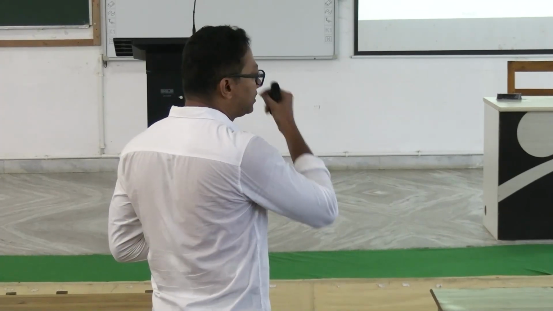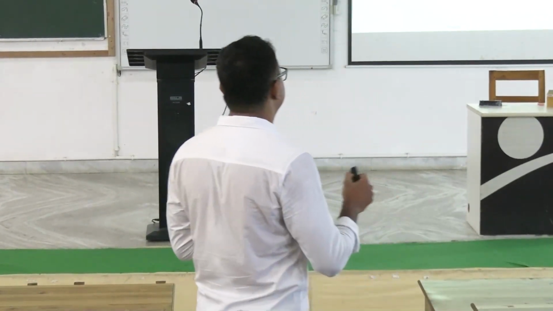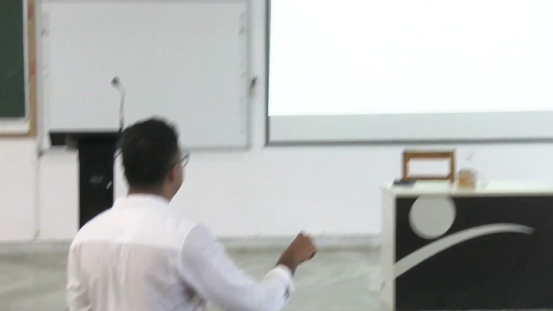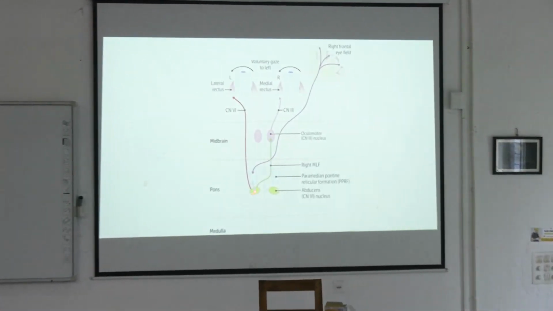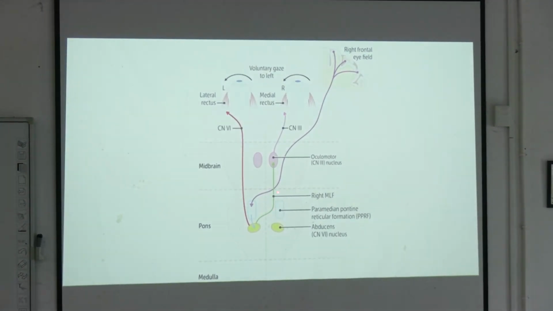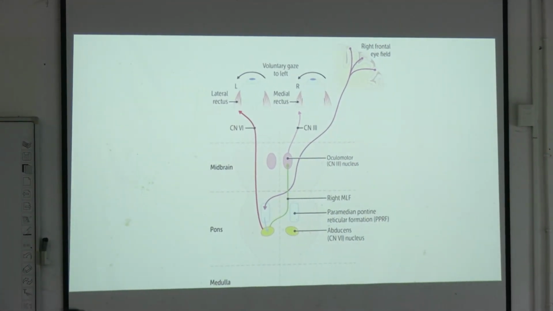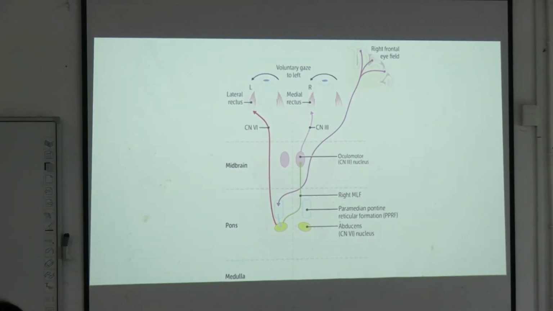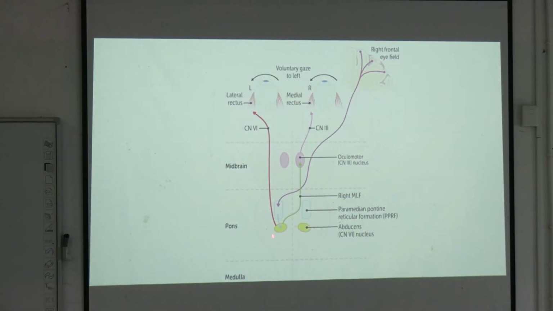একটা সাইডের সিক্সথ ক্রেনিয়াল নার্ভ নিউক্লিয়াসের সঙ্গে অন্য সাইডের থার্ড ক্রেনিয়াল নার্ভ নিউক্লিয়াসের there must be a connection. And that connection is your medial longitudinal fasciculus, this green color. This is called the medial longitudinal fasciculus. So what is happening, you see, this is the sixth cranial nerve.